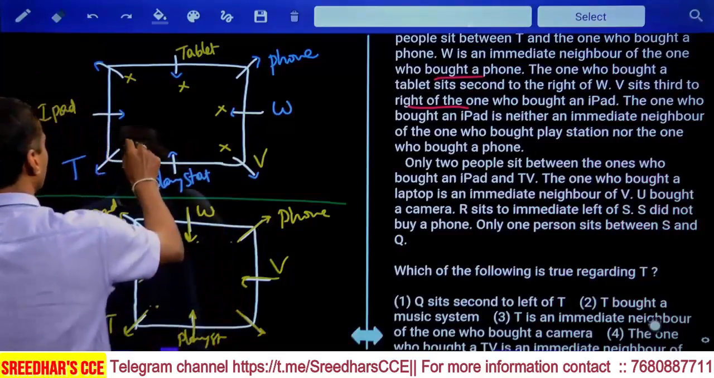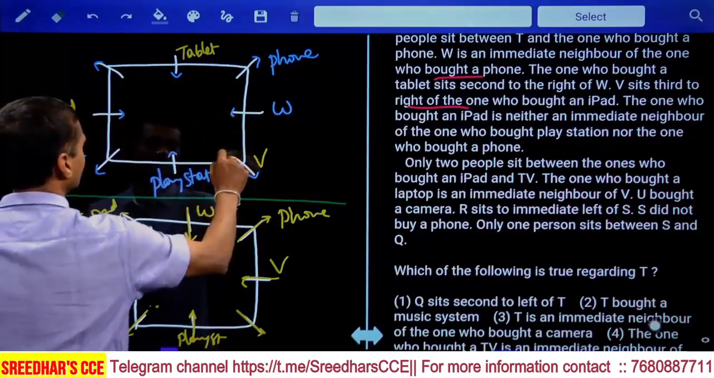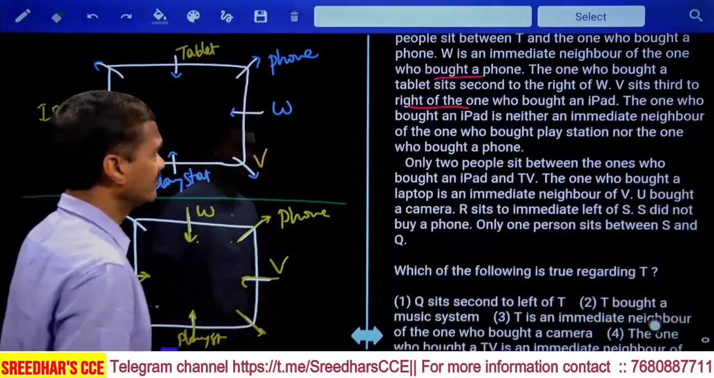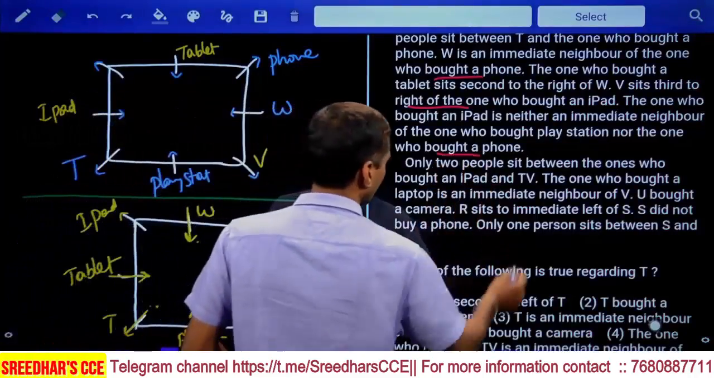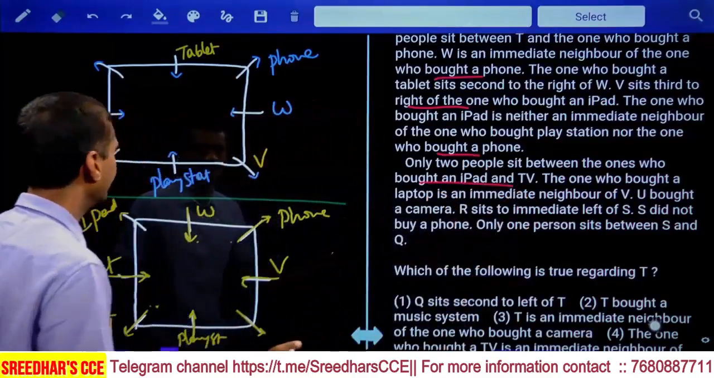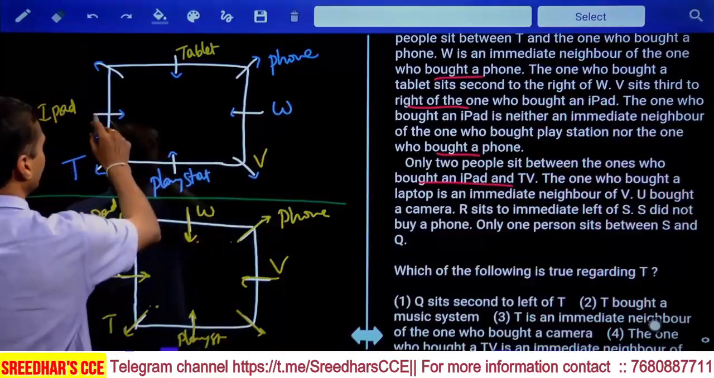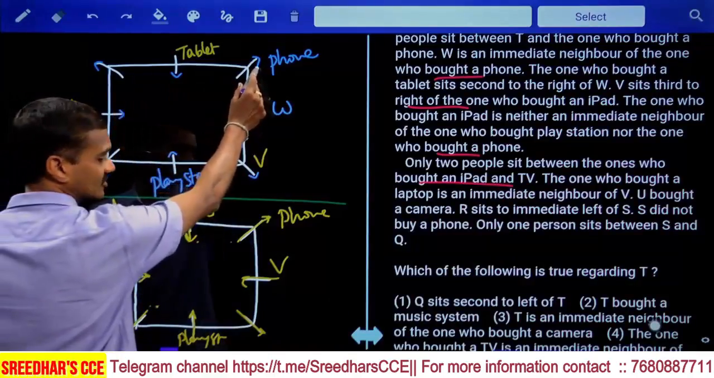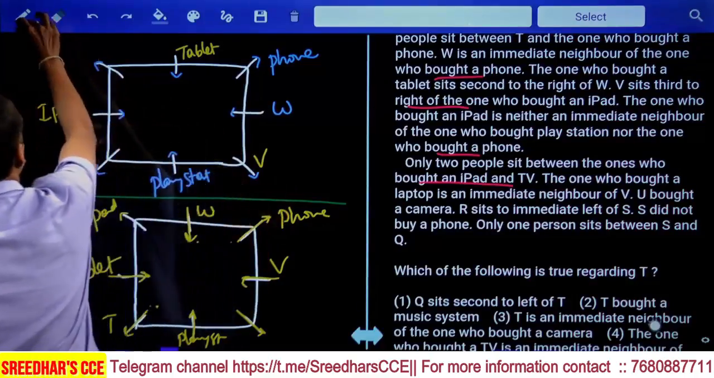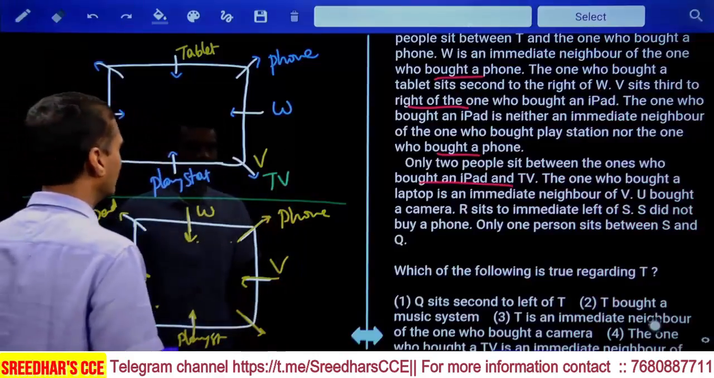Then coming to the next information. What is the next information we have? The one who bought an iPad is neither a neighbor of the phone, and only two people sit between the one who bought an iPad and TV. Between iPad and TV, how many people? There are exactly two people, either on the left hand side or the right hand side. From here, if you take 1, 2, TV must be here, which is not possible. Hence, in this case, TV must be here. Clear now?